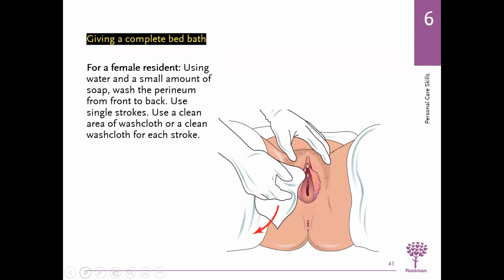Another skill that is also required of you to know is performing something called perineal care. We've already discussed that the perineum area, or peri area for short, includes the genitalia and the rectum. For a female resident, using water and a small amount of soap will wash the front and the back of the perineum. What you need to be aware of is that when you are washing the perineum, you have to change spots on your towel. You cannot wash different areas with the same spot on that towel. That is recontaminating the perineum.